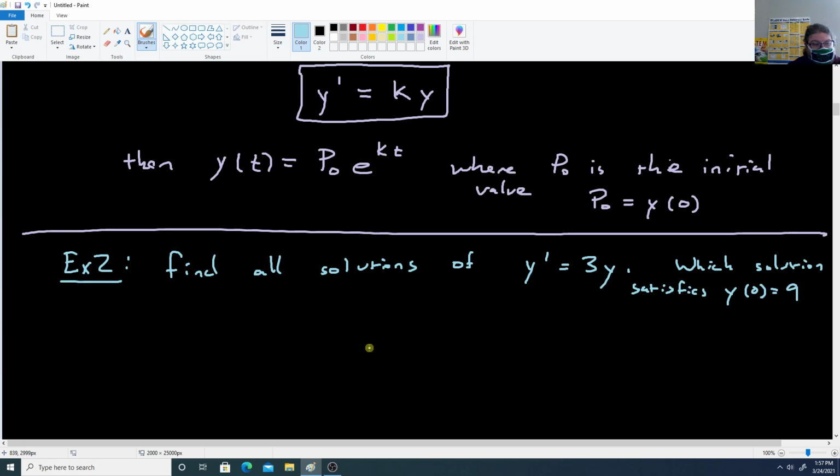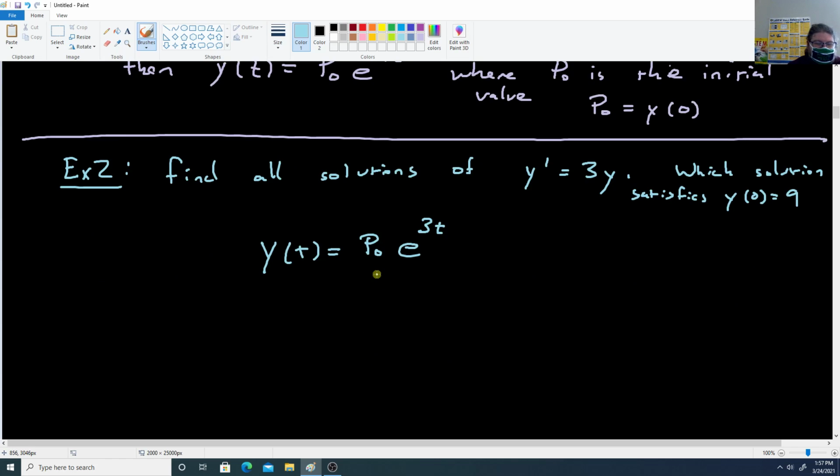So I know that my solution will be y of t equals p naught e to the kt, where k is 3, because it's 3 times y, and here we have k times y. So it would be 3 times t. Instead of using p naught for the constant, a lot of books will also use, and our textbook does it too for this one, c for the constant. That's pretty common, so we're going to switch over and use c like the book does.